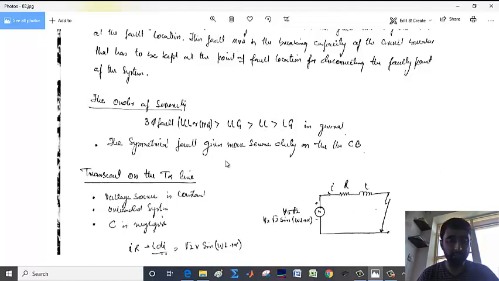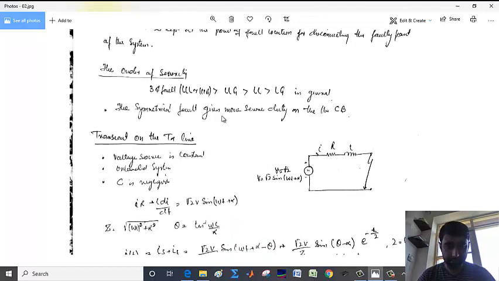This is the case of almost 95% when the severity is to be checked. Sometimes there may be some exception, we will discuss that also. Or we can say the symmetrical fault gives more severe duty on the circuit breaker. That means symmetrical fault has got more current, and it makes the circuit breaker have more severe duty during this type of fault.